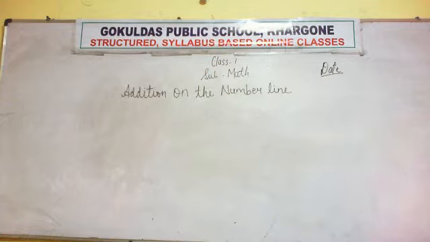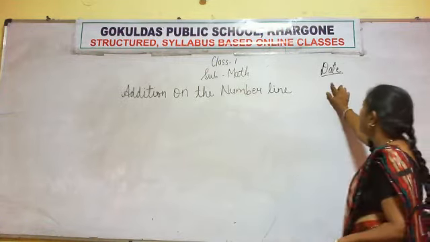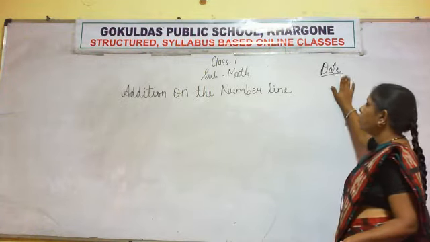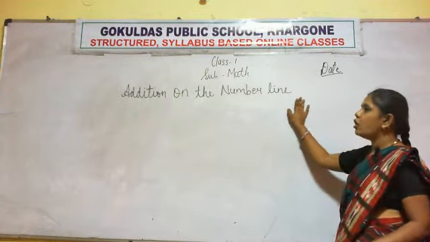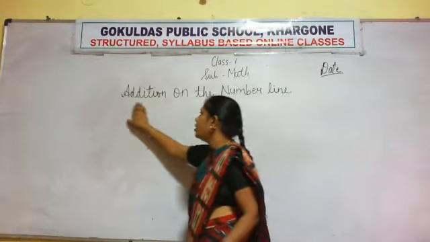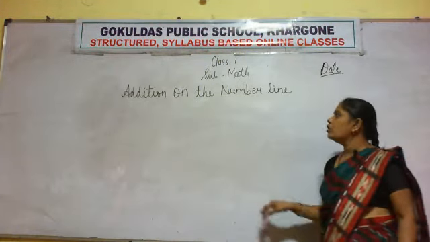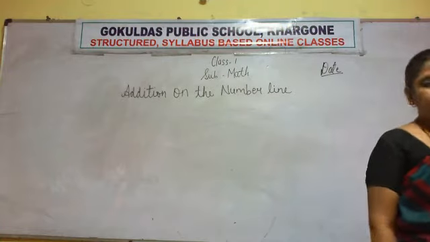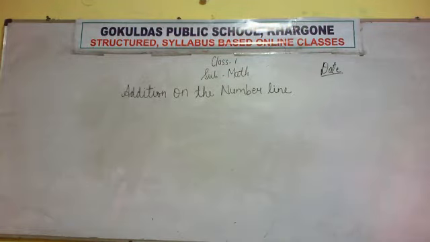First of all, write the date. What is the date today? You have to write it on this side, and on the top of a new page in your notebook, write the heading: addition on the number line. Write fast and write in good handwriting.